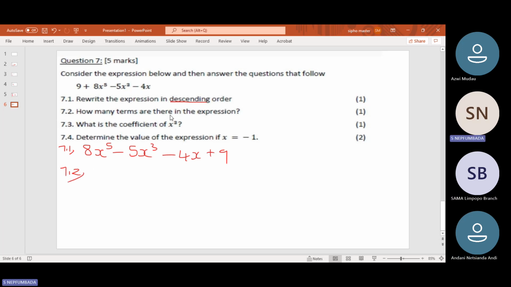How many terms are there in the expression? 1, 2, 3, 4. How many terms? 4.